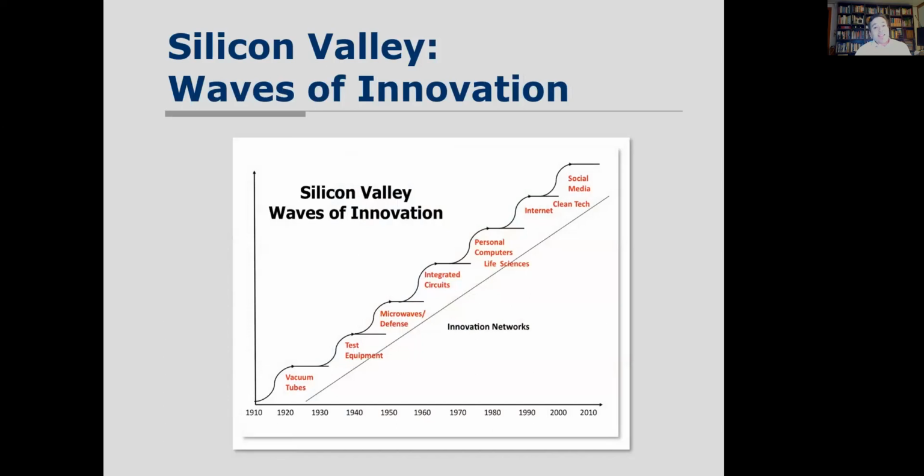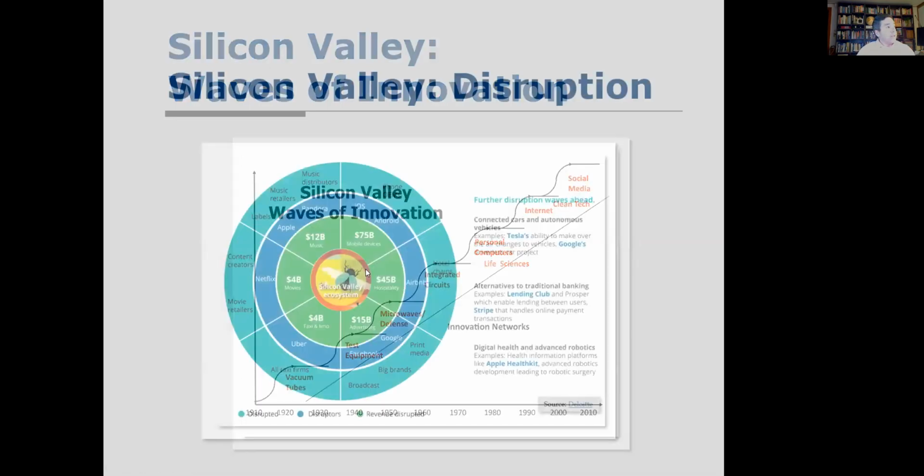And we also emphasized that in Silicon Valley, there were many different waves of innovation corresponding to different technologies, originating in the early part of the 19th century with a vacuum tube, then HP with test equipment. After World War II, microwaves and defense, integrated circuits with Fairchild Semiconductor and Intel, and that's where the term Silicon Valley, of course, comes from. Then in the 1980s with Apple, with personal computers, a little bit with life sciences, particularly in South San Francisco, then the internet in the 1990s, and then social media more recently, and artificial intelligence presently. So these are different waves of innovation.